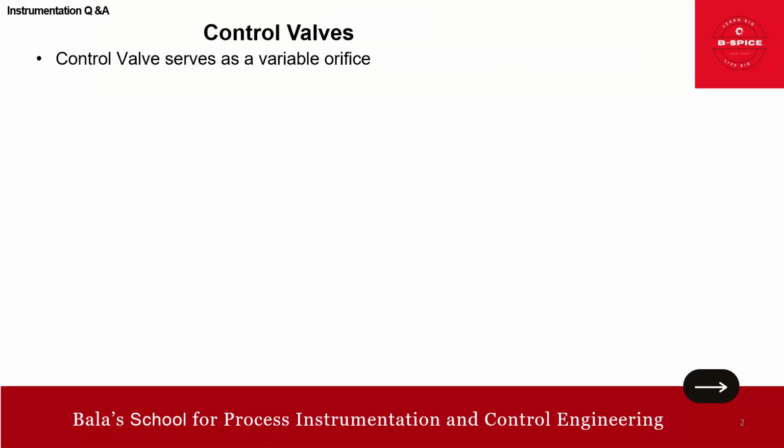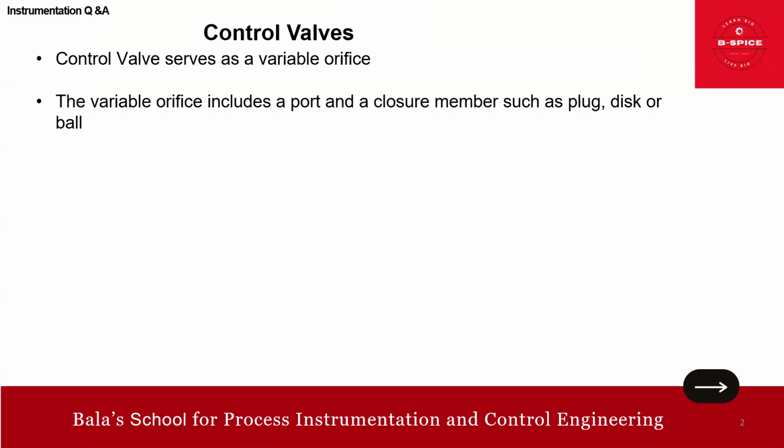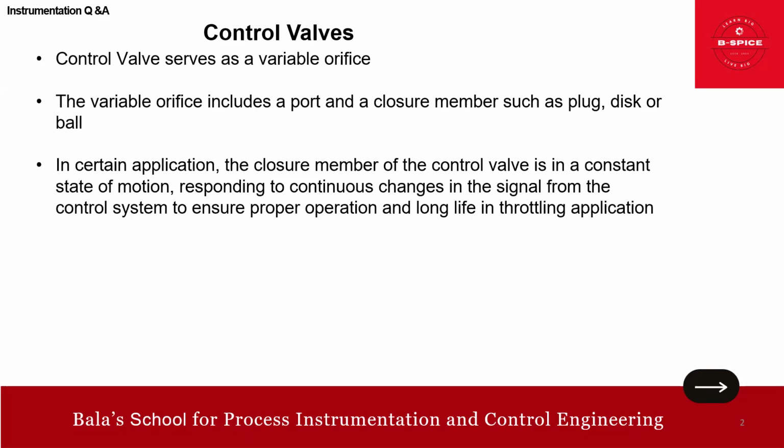Control valve, as we all know, serves as a variable orifice, right? So the variable orifice includes a port and a closure member such as plug, disc, or ball. In certain applications, the closure member of the valve is in a constant state of motion. In the sense, it responds to the continuous changes in the signal from the control system to ensure proper operation and long life in a throttling application. That is an important point: long life in throttling application.